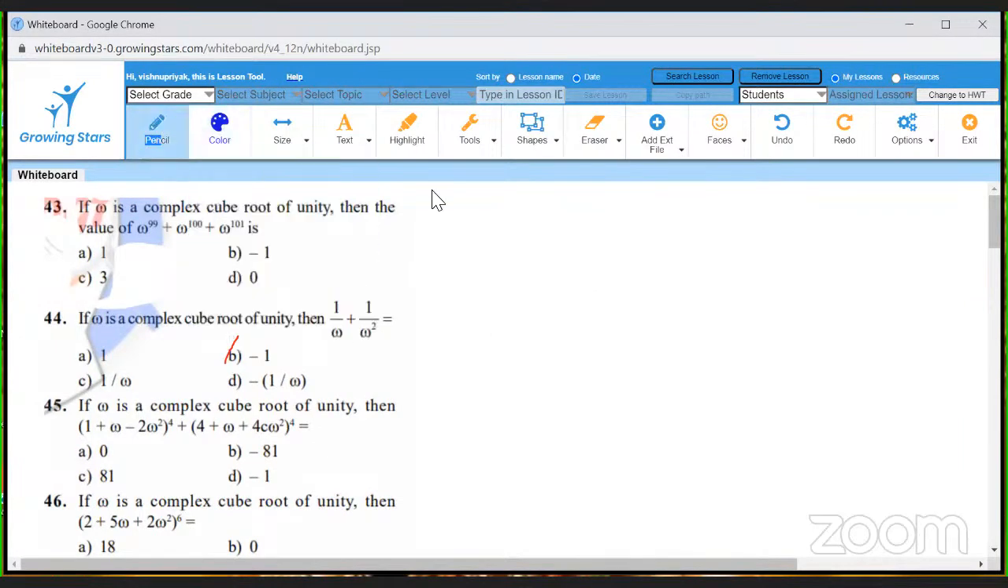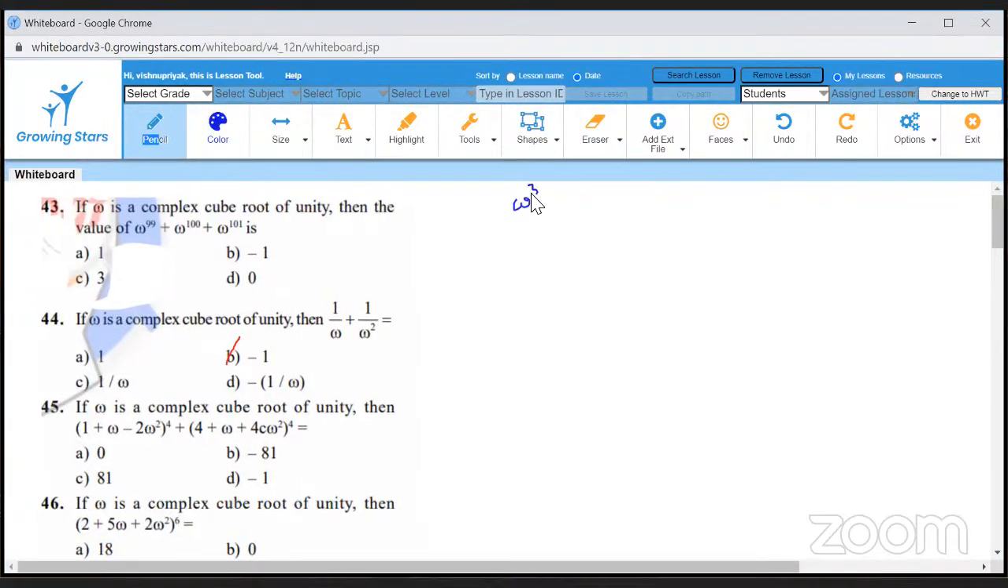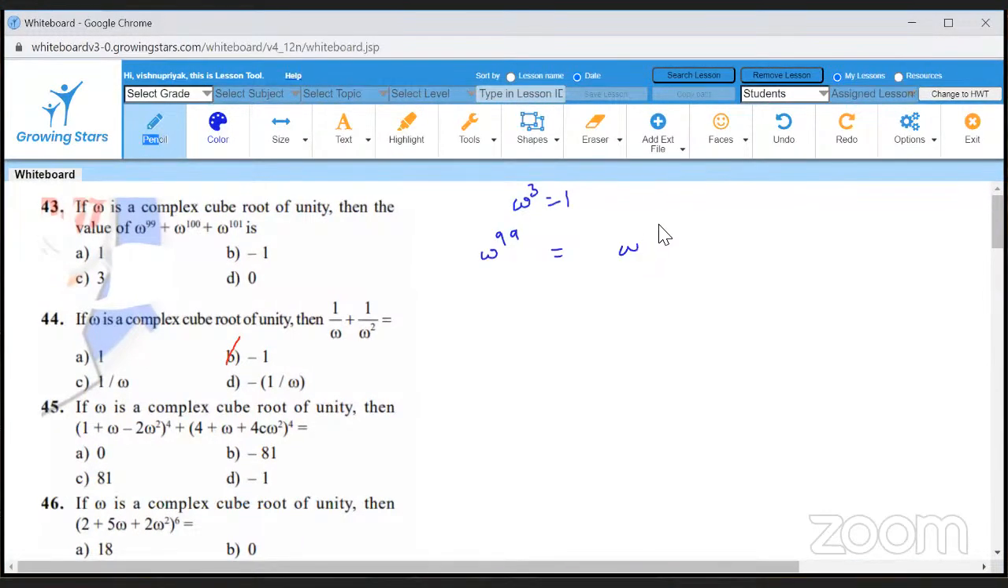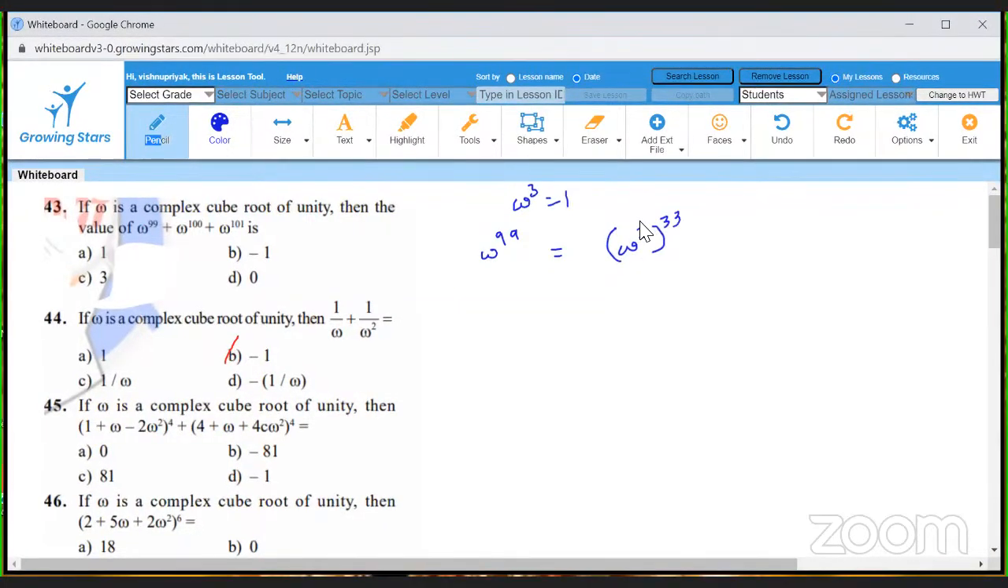One I will show you. 43 I will show you. We know that omega cube is 1. So if you have omega power 99, you will write it as omega cube whole power 33, because 3 into 33 is 99. So omega cube is 1 power 33, which is 1. Omega power 100, how will you write? Omega power 99 into omega power 1, because 99 plus 1 is 100.